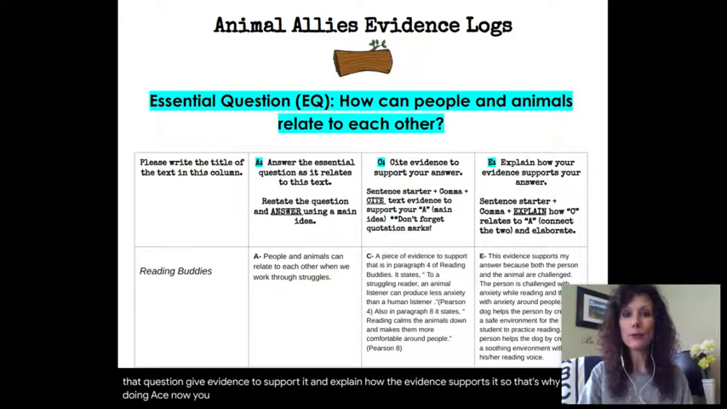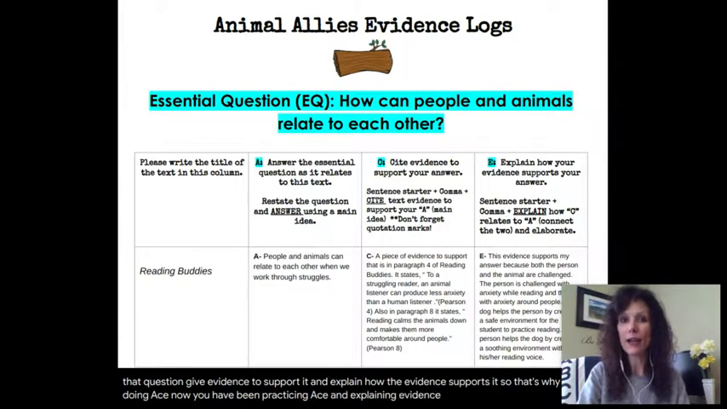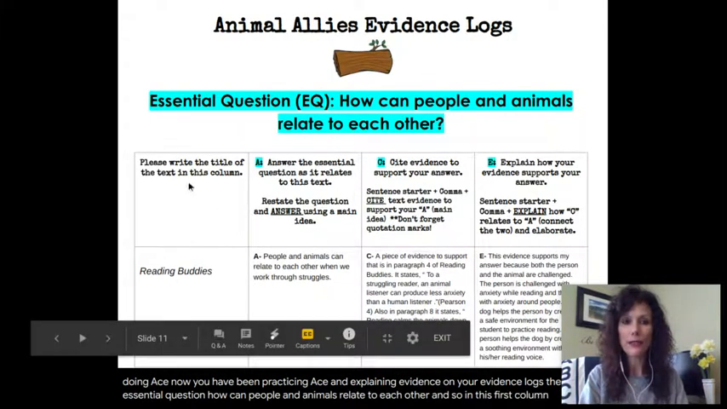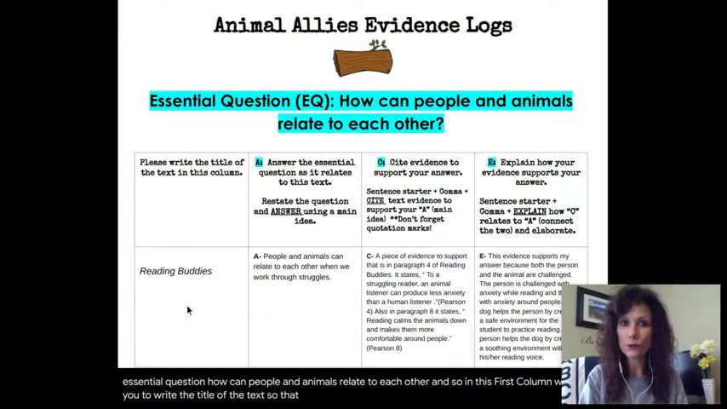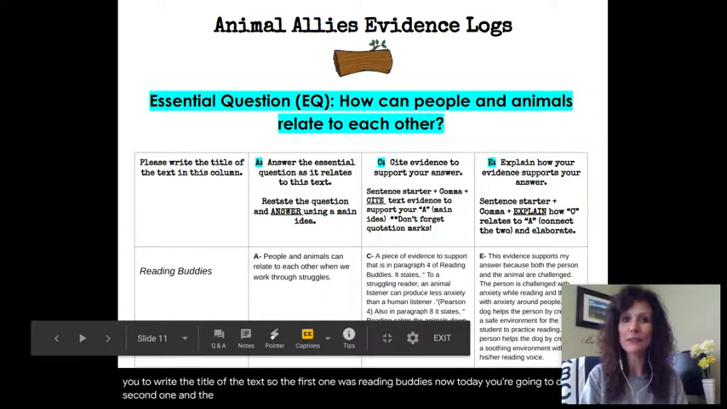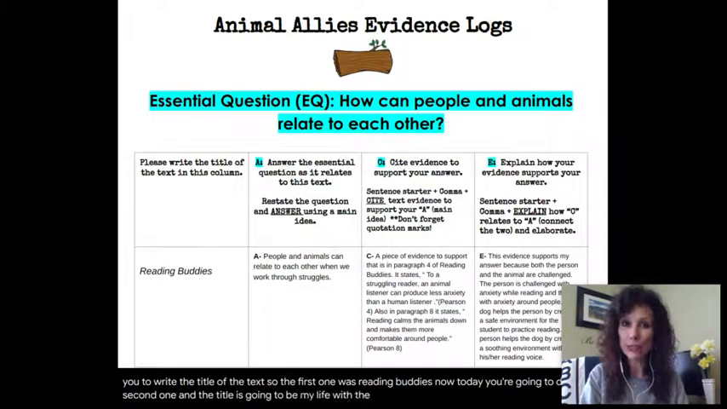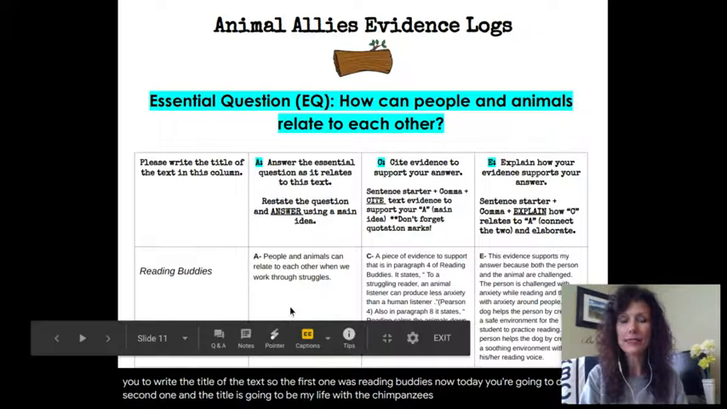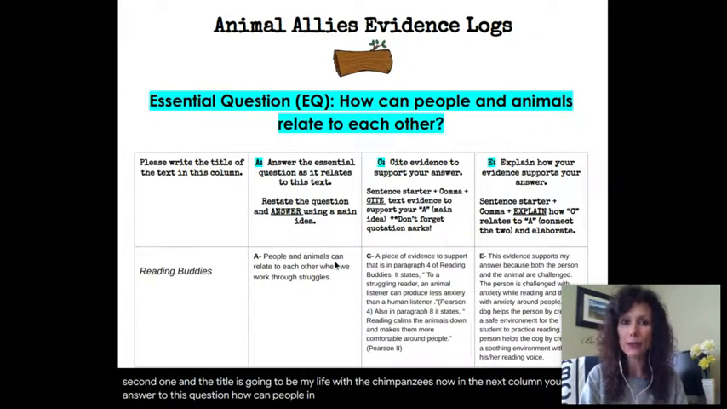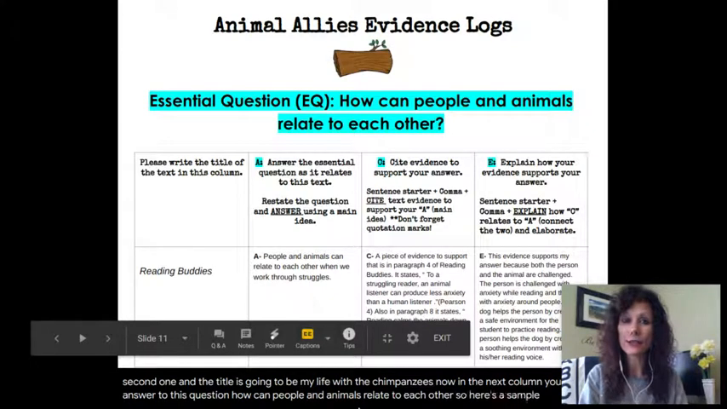Now, you have been practicing ACE and explaining evidence on your evidence logs. There's the essential question, how can people and animals relate to each other? And so in this first column, we asked you to write the title of the text. So the first one was Reading Buddies. Now today you're going to do a second one, and the title is going to be My Life with the Chimpanzees. Now in the next column, you give an answer to this question, how can people and animals relate to each other? So here's a sample answer.